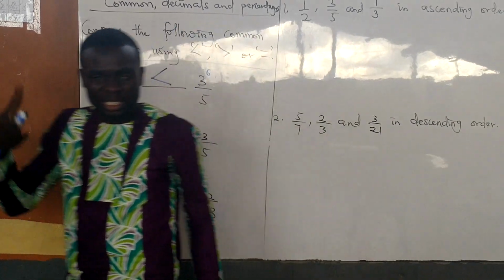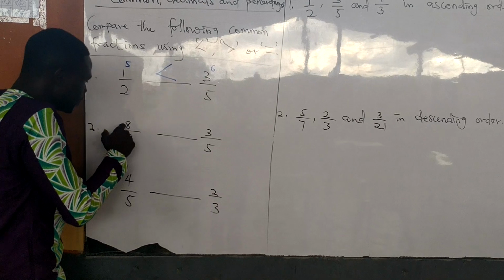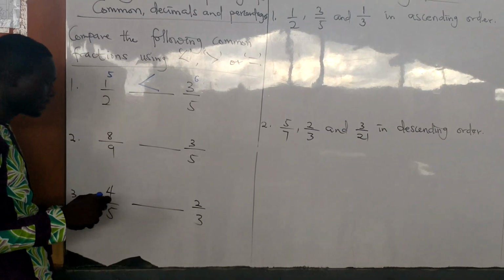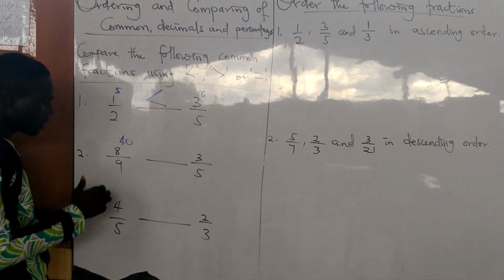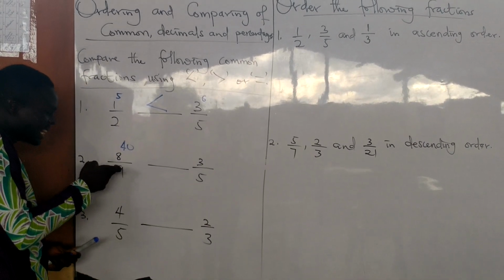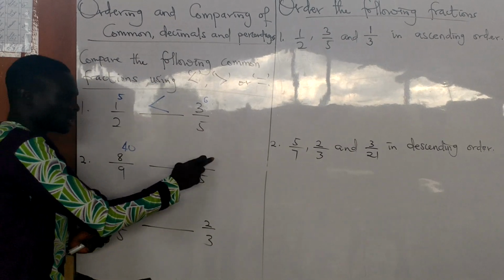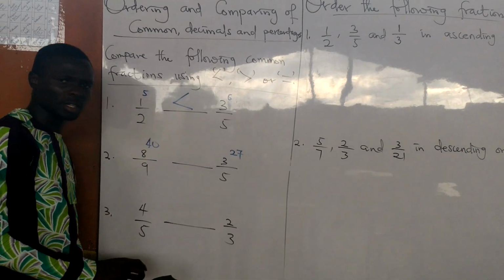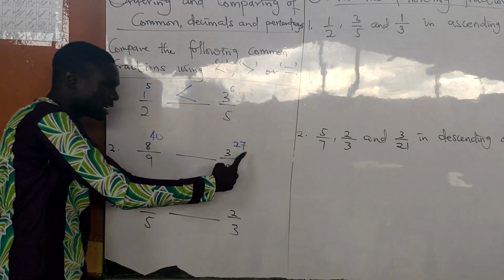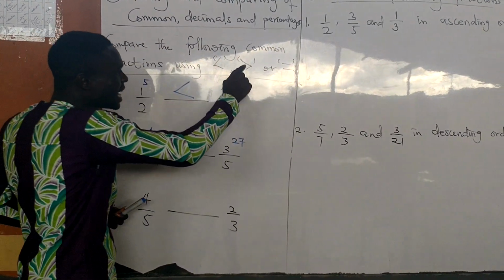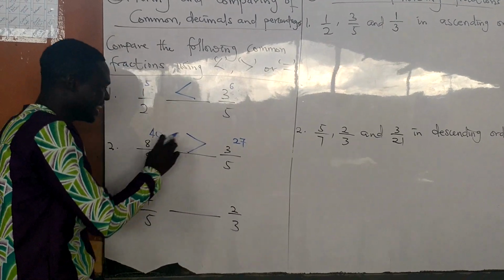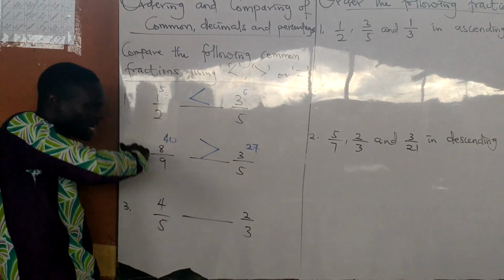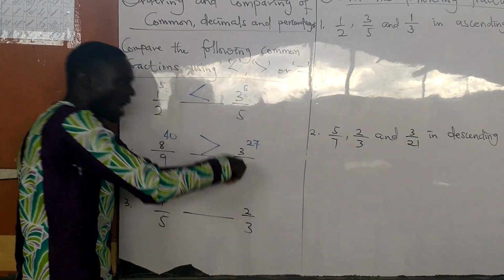Let's use the same idea here, the cross multiplication method. Now if we cross multiply, the 8 will multiply 5, and 8 times 5 is 40. So we will write it this side. We cross multiply. Then the 9 will also multiply 3. 9 times 3 is 27. Then you ask yourself, 40 and 27. You can see that 40 is greater than 27. So which sign will come here? The greater than sign, which is 40 is greater than 27. Which means 8 over 9 is greater than 3 over 5.